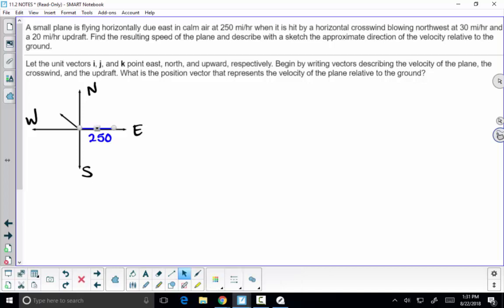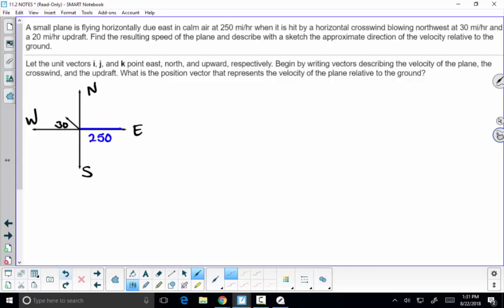wind. Maybe I'll stretch this out just a little bit longer. Maybe I'll shrink that one just a little. So 20 miles per hour for that one. That's 30. 30 miles an hour. Oh, the 20 is the up. Okay, good. Thanks. So 30 miles an hour for that wind right there.